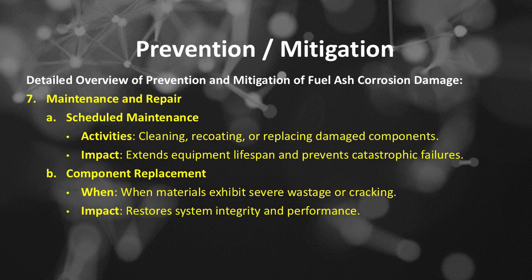Number A, scheduled maintenance. Activities: cleaning, recoating, or replacing damaged components. Impact: extends equipment lifespan and prevents catastrophic failures. Number B, component replacement, when materials exhibit severe wastage or cracking. Impact: restores system integrity and performance.